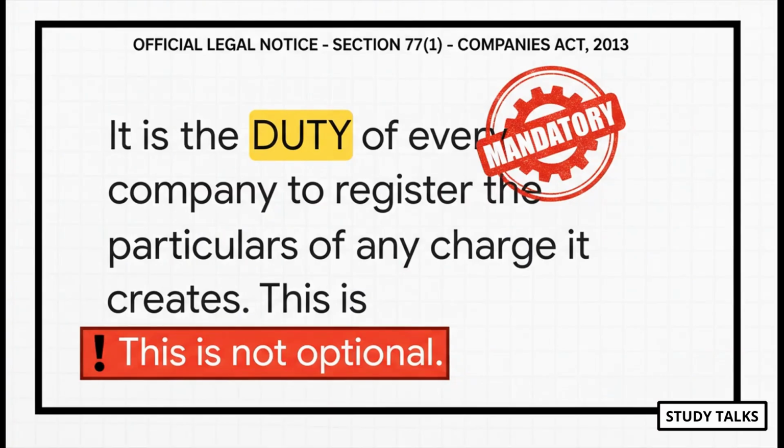Section 77 couldn't be clearer. It says it is the duty of every company to register the details of any charge it creates with the Register of Companies. Notice that word, duty. This isn't a nice-to-have or a suggestion. It is a mandatory, non-negotiable legal requirement.